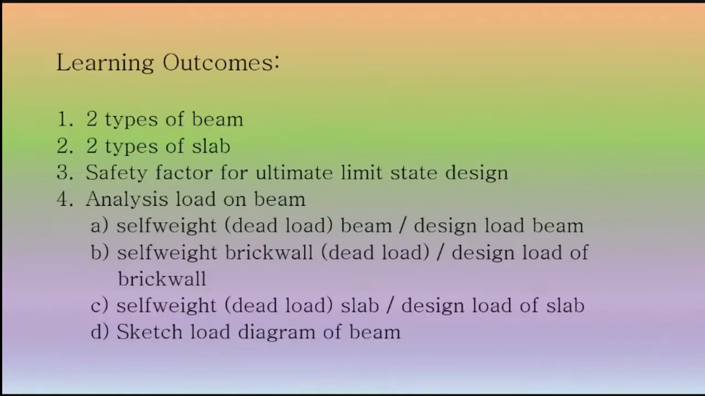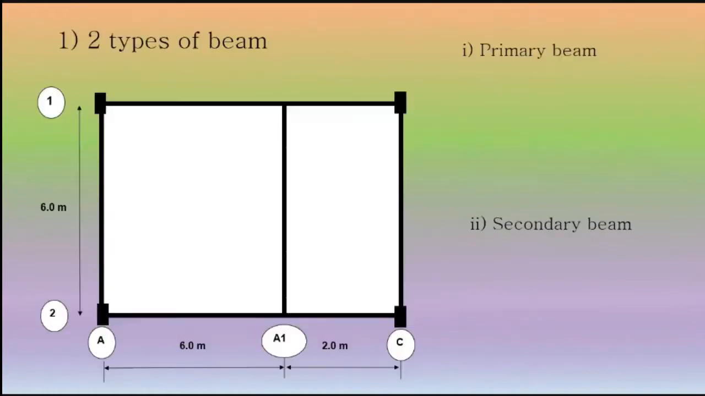Okay, next. So for today kita akan go through two types of beam. Actually you dah very familiar with it. Okay, then two types of slab. Then safety factor for ultimate limit state design. Saya dah explain in previous lecture. And analysis load on beam, saya akan explain lagi how to find safe weight beam, design load beam, safe weight brick wall, design load brick wall, safe weight slab, design load slab, and how to sketch the load diagram of beam. Okay, so the first one is two types of beam.